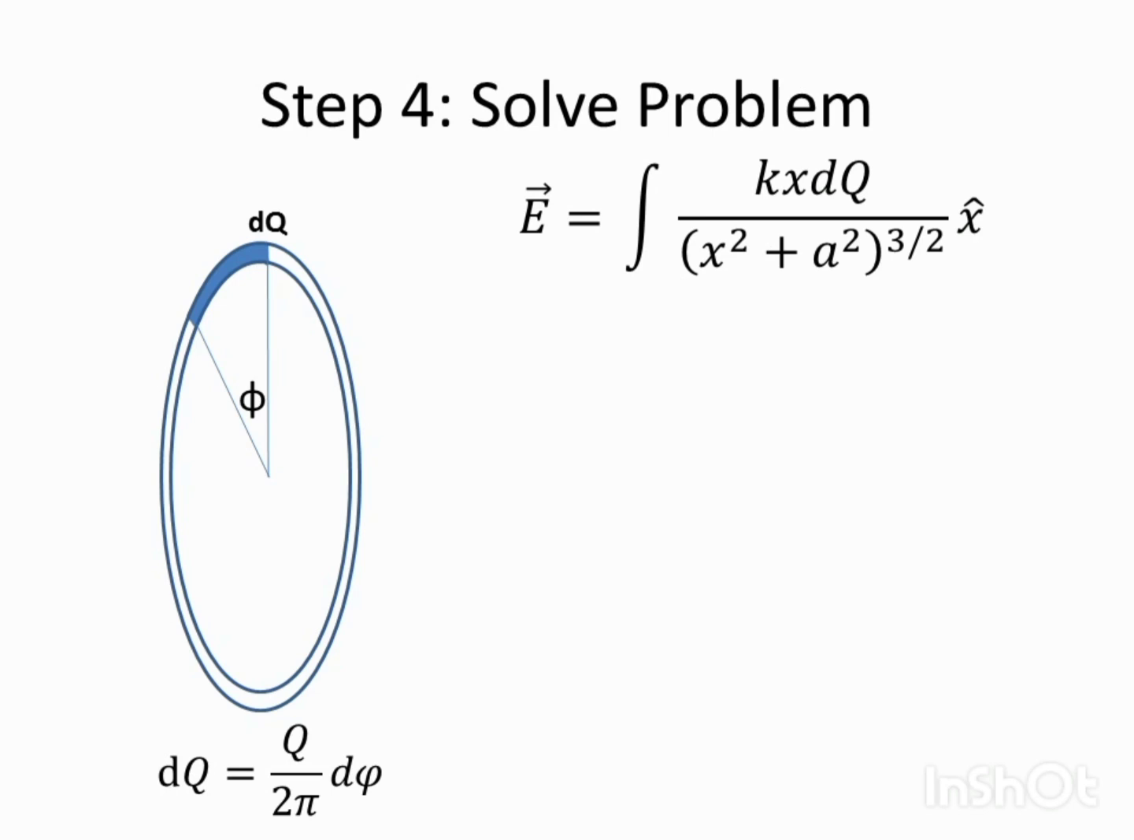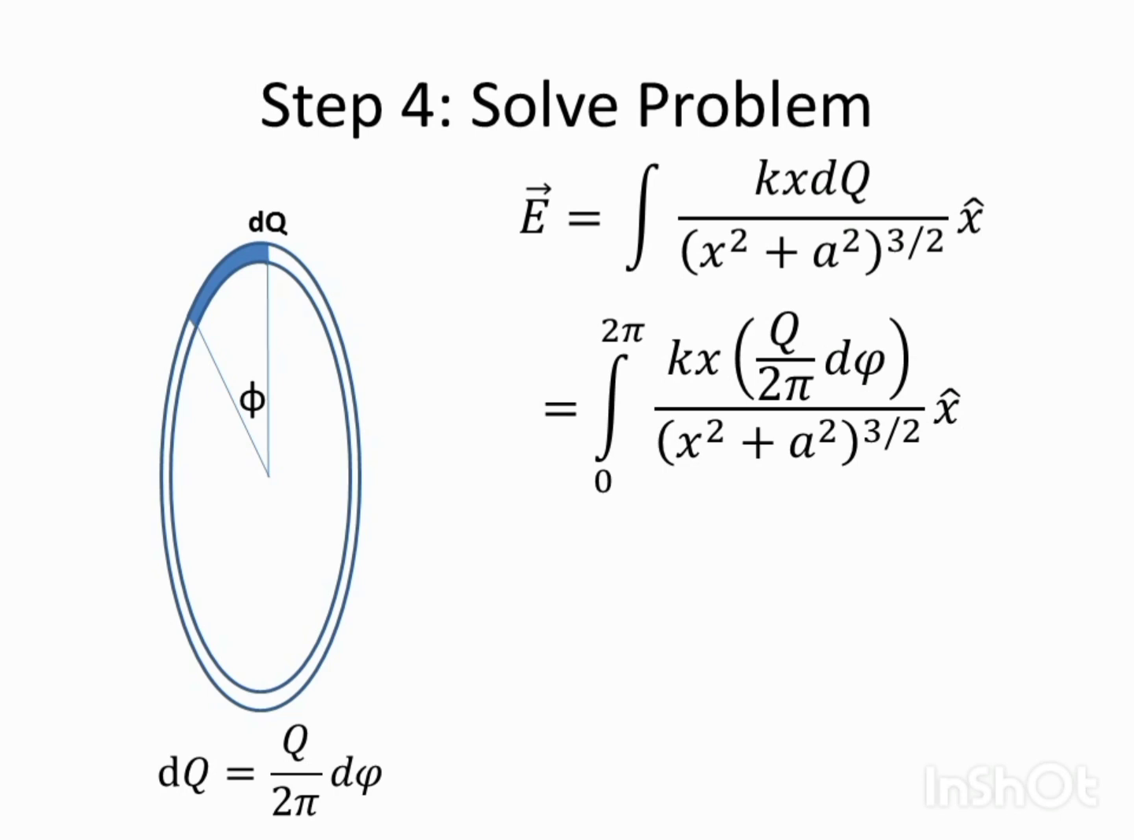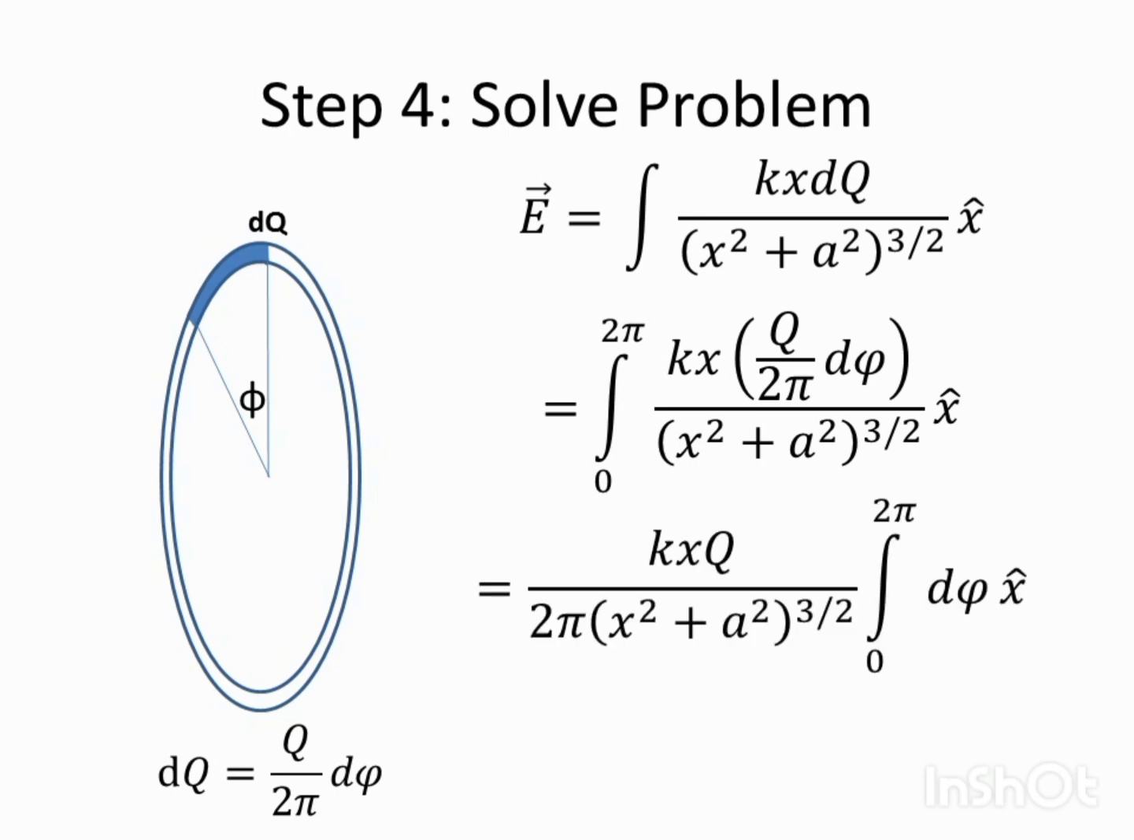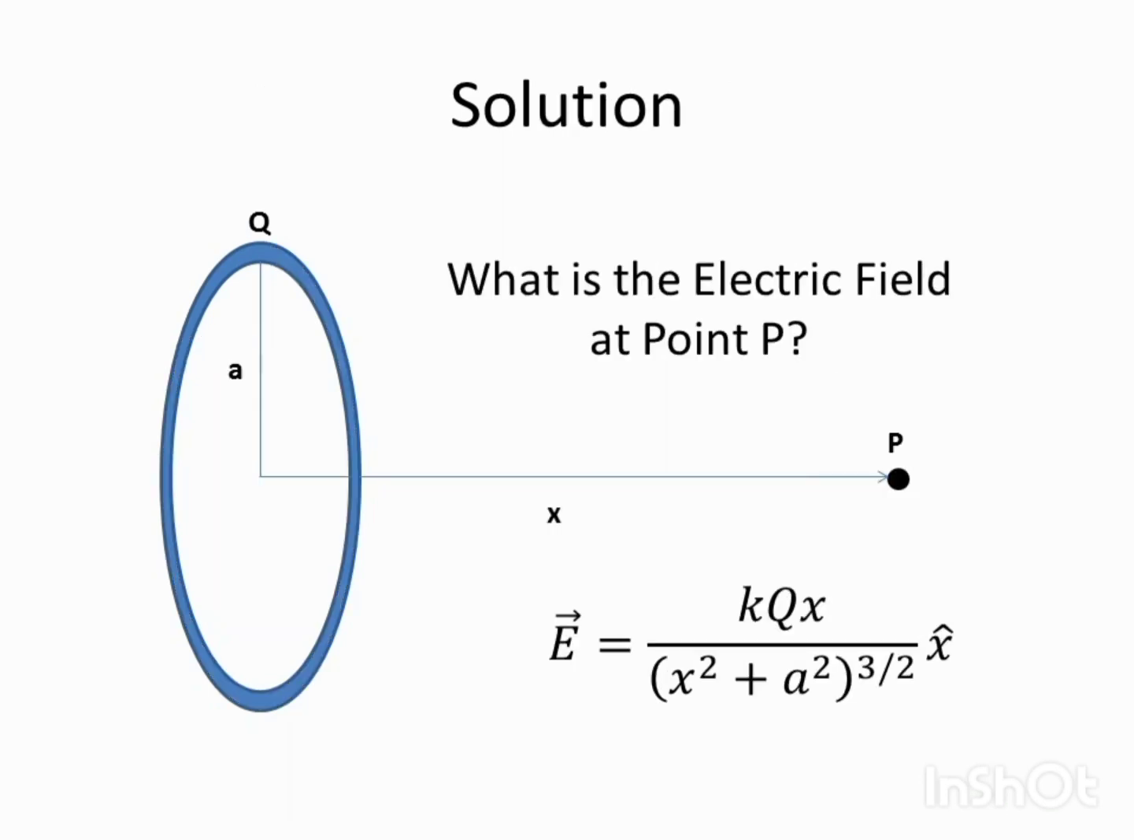Now that we have the charge density, we can write dq in terms of d phi. Since phi is not dependent on any other variable, and since all other variables are constant, all the variables except for d phi can be taken out of the integral. When we integrate d phi from 0 to 2 pi, we simply get 2 pi. The two pi's in the numerator and denominator cancel each other out, and we are left with our solution. And that is how we solve the classic ring of charge problem.